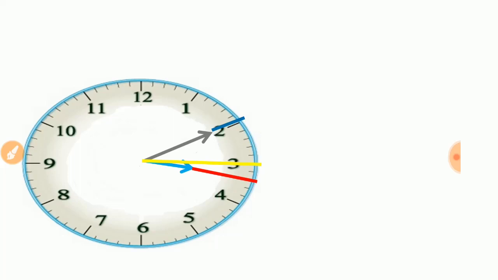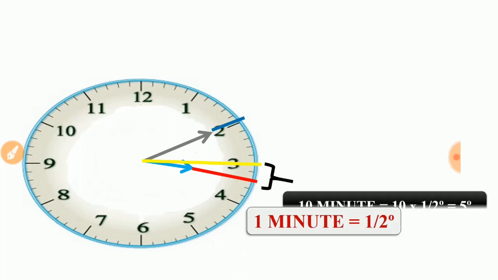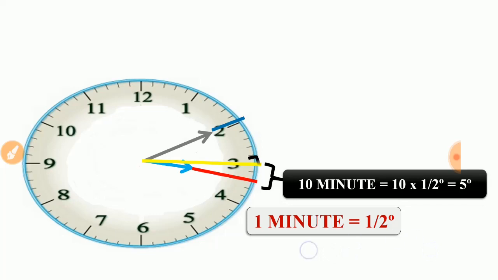So the yellow line and the red line, that is the movement of the hour hand, is a result of the 10-minute movement of the minute hand. So the gap between the yellow line and the red line is just because of 10 minutes. So we know that 1 minute is half degree. So 10 minutes is 10 into half, that is 5 degree. So that means the gap between the yellow line and red is 5.